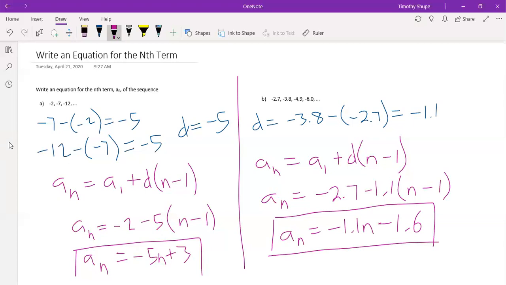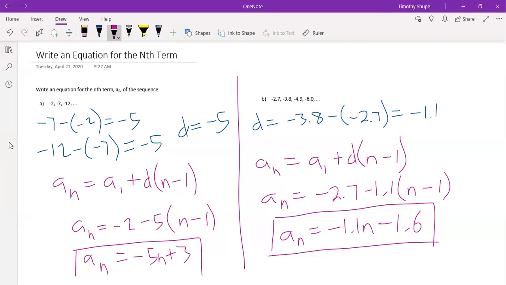And then if I wanted to, I could check those. Say I plugged in a 2, I should get the second term of my sequence. If I plug in a 3, I should get the third term of my sequence. If I plug in a 4, I should get the fourth term in my sequence. And if I do that, both of these would end up working.